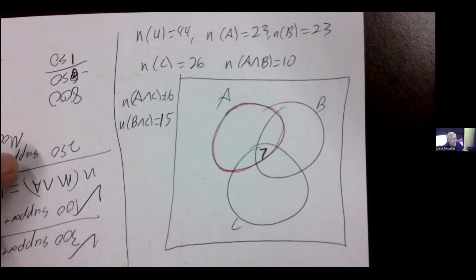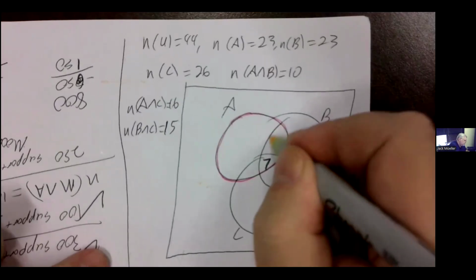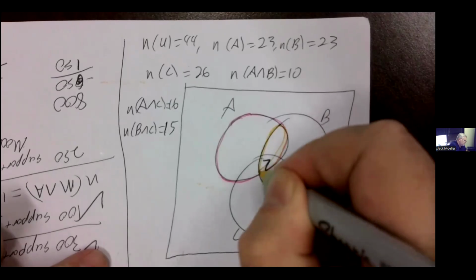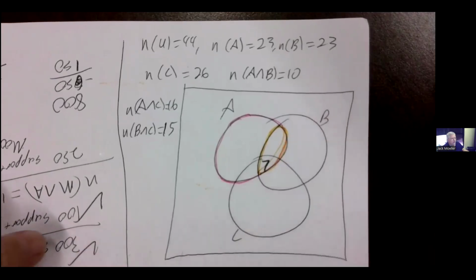Same with B, same with C. So we can't use those yet. Now, what about A intersection B? Can we use that yet? Well, A intersection B is those two regions. That's the spots where A and B overlap.